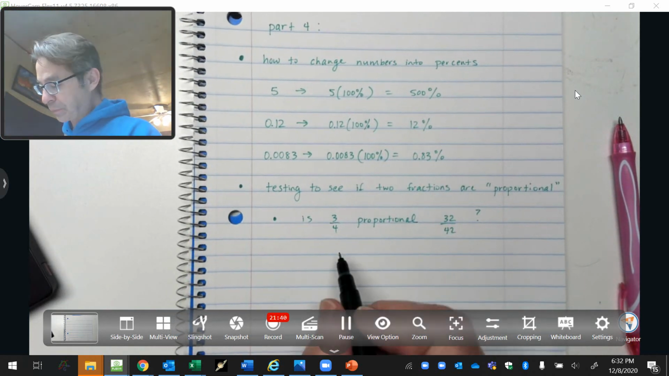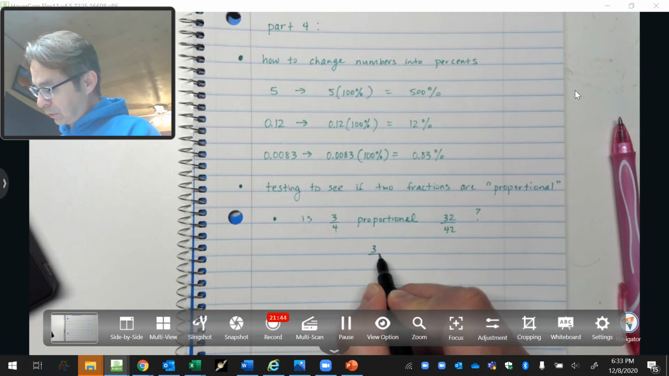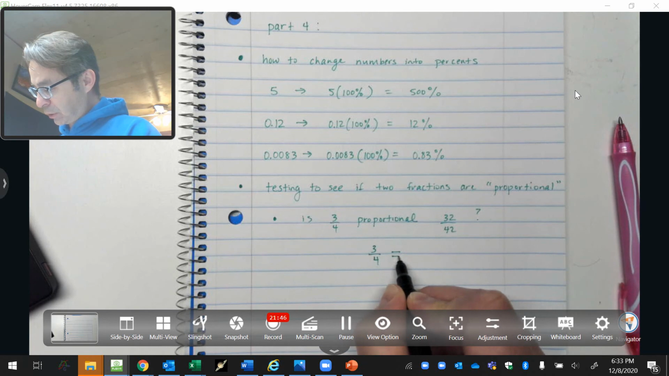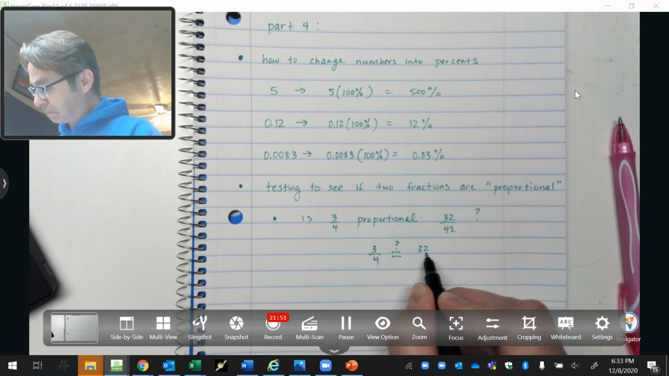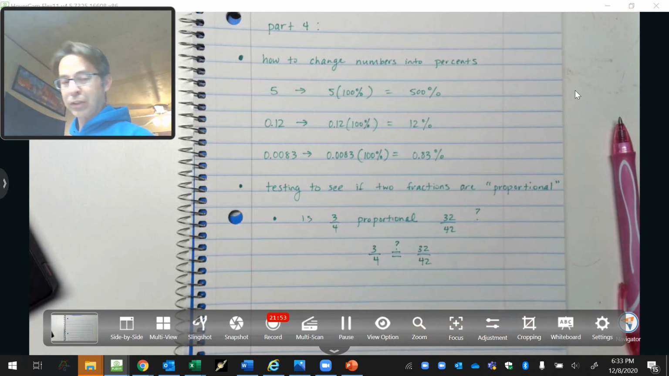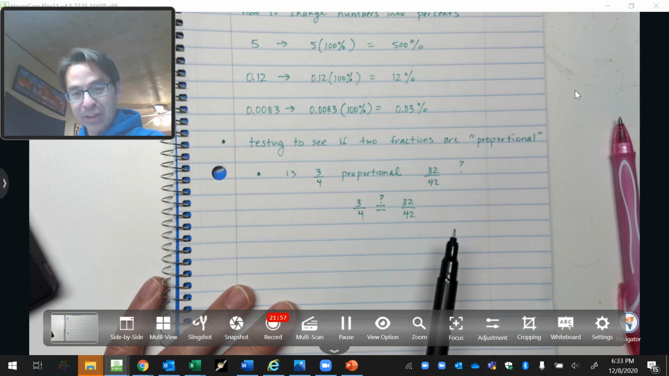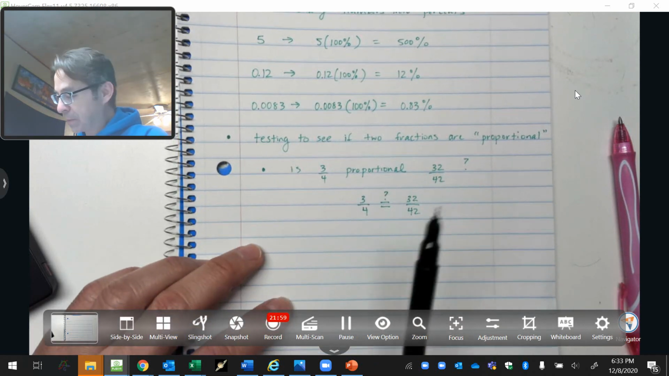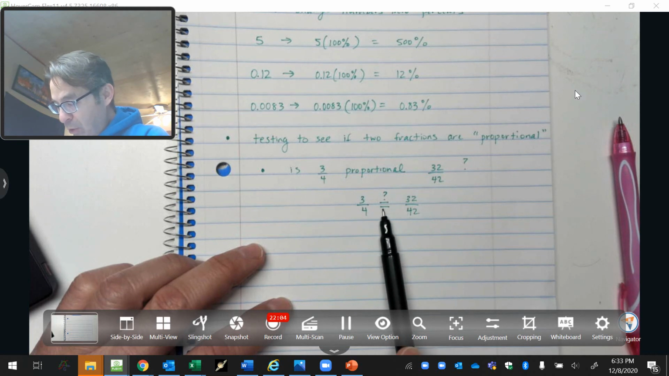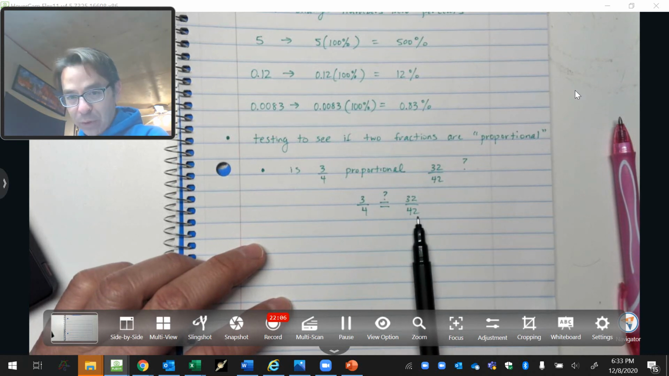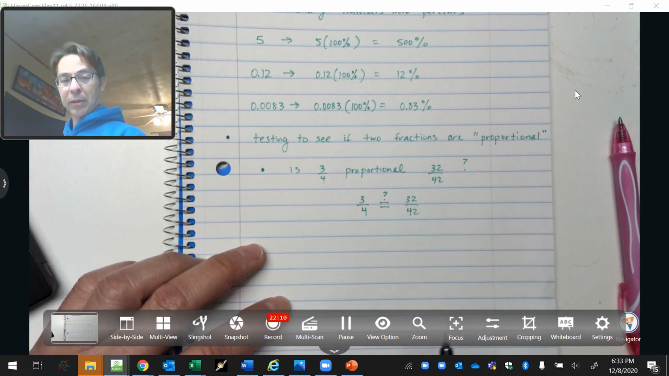So what you do is you set up a proportion. I'm going to teach you how to read that symbol in a second. Okay, so here's how you would say this sentence. And yes, it is a sentence. Actually, it's more like a question. Is 3/4 equal to 32/42? That's how you would say that. That's why there's a question mark there, because it's a question.